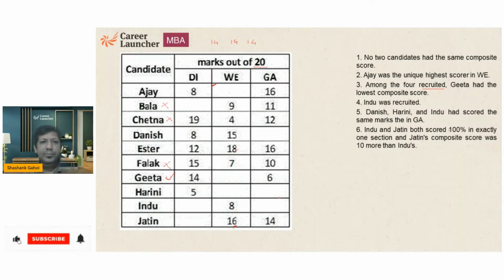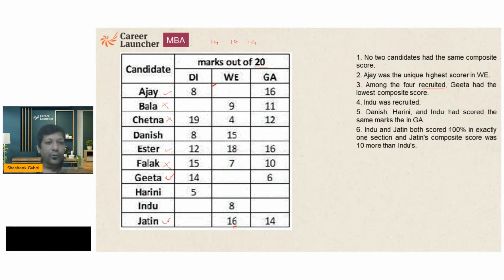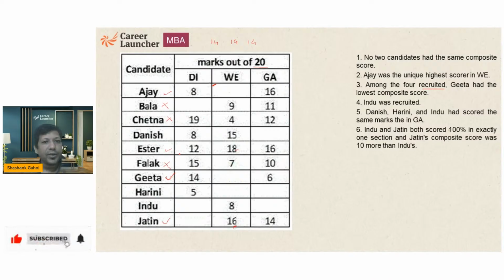Okay. Ajay might be recruited, might not be recruited. लेकिन wherever I am putting the ticks, it means those persons are definitely qualified. ठीक है. Jatin is also qualifying. जो भी qualifying means not necessarily recruited. So Jatin can be in the top four, cannot be in the top four, I don't know. Geeta is definitely. So till now we figured out four people, three people.